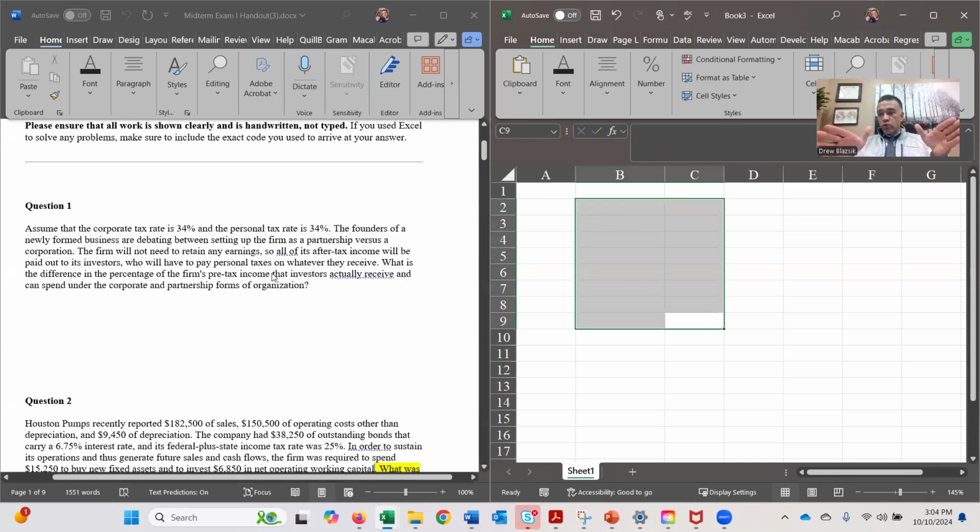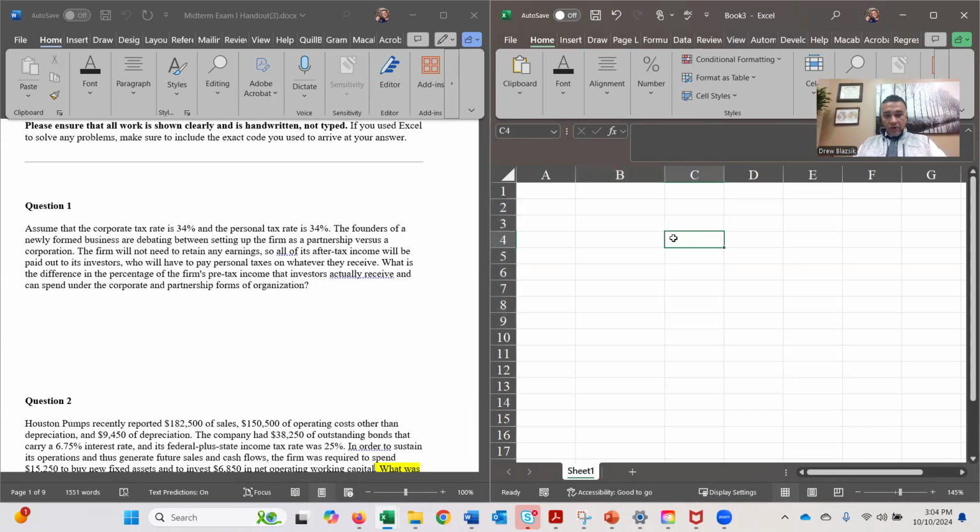Question one, just go through this really quick. We've got two companies. There's no retained earnings. All the money is going straight to the dividends, to the shareholders. We have a company that has double taxation, and then we have a company that's single tax. In both examples, you have the corporate tax, which is 34%, and then we have the personal tax, which is 34%. So you have to see what the question's asking. We're taxed at 34%. That's what we're losing.